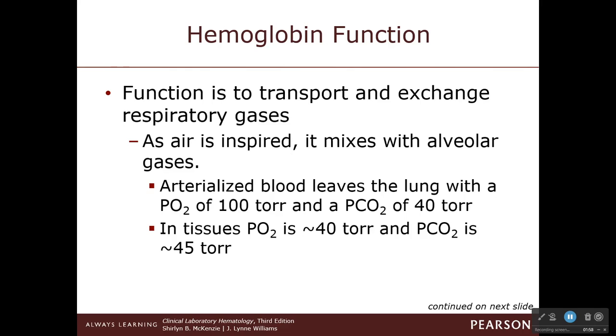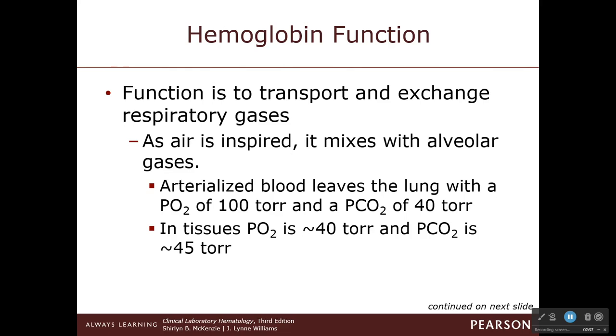So in our case, how many oxygen molecules causes a hemoglobin molecule to be saturated? 4. Because we know we've got our little bonds like that. So we have an O2 here, an O2 here, an O2 here, and an O2 here. So that means it's saturated. It has full capacity to carry oxygen.